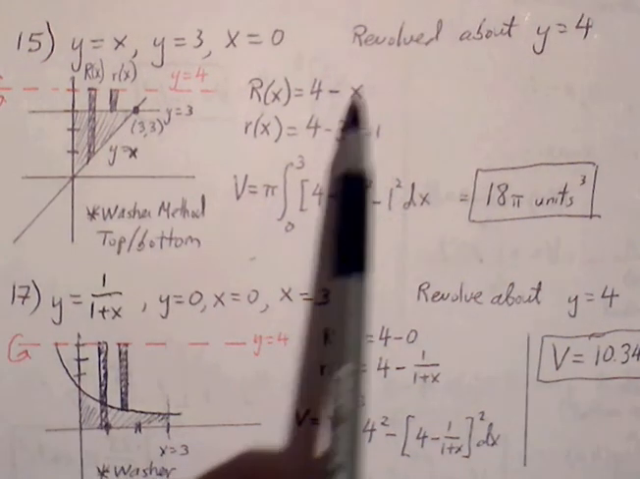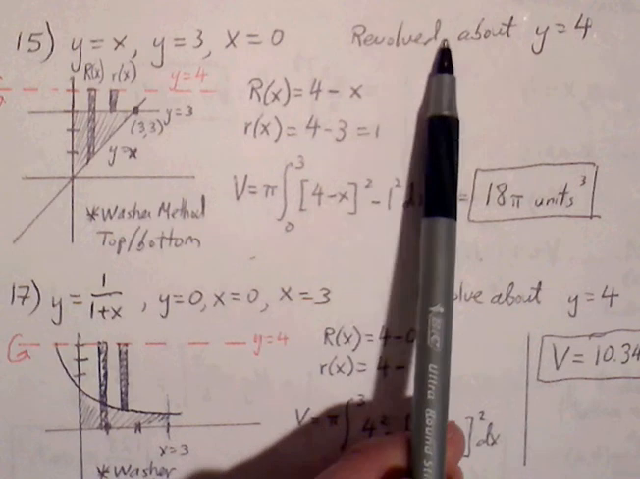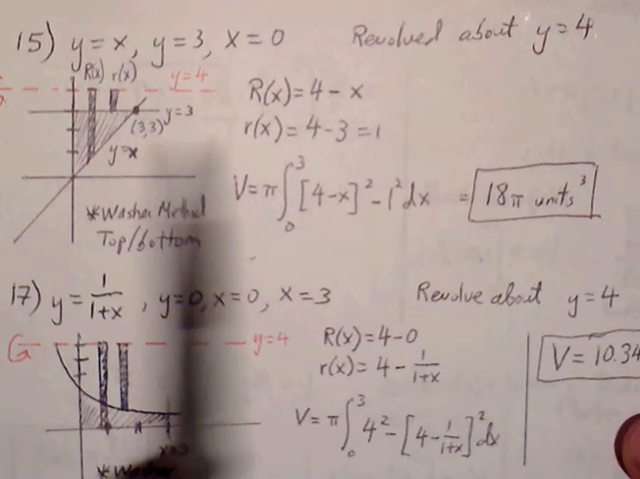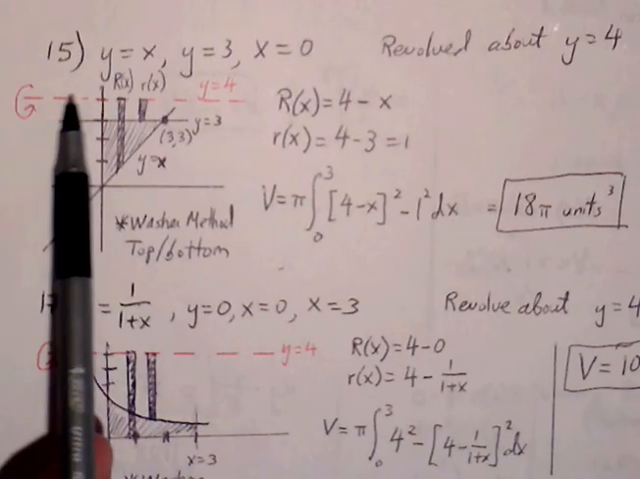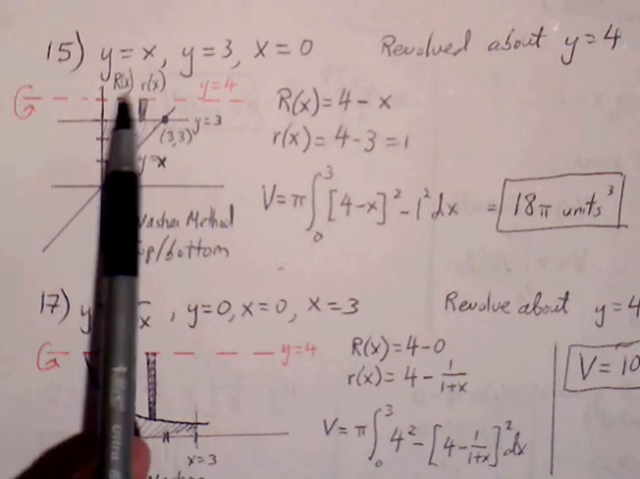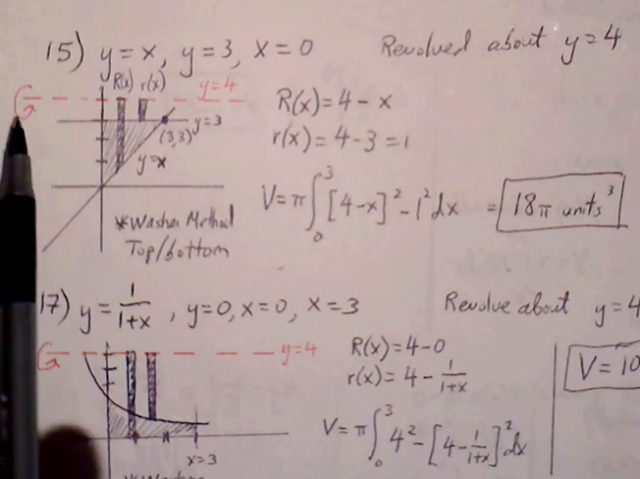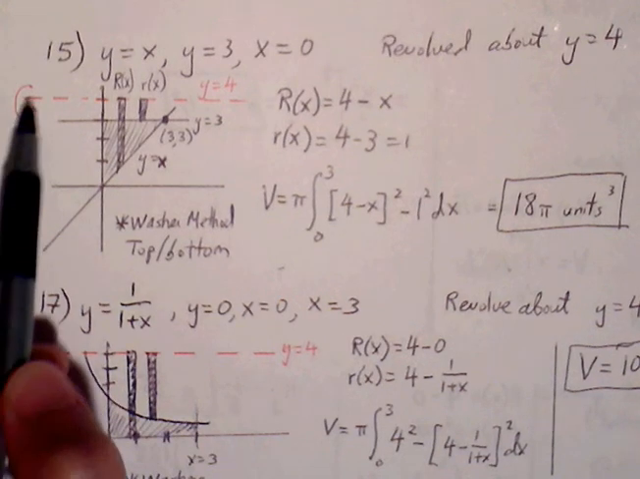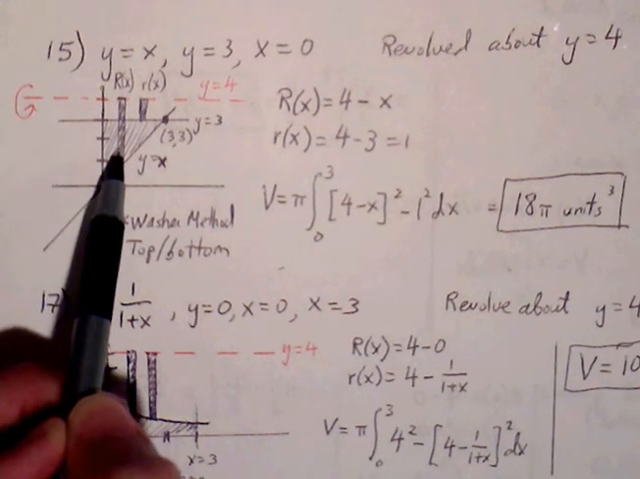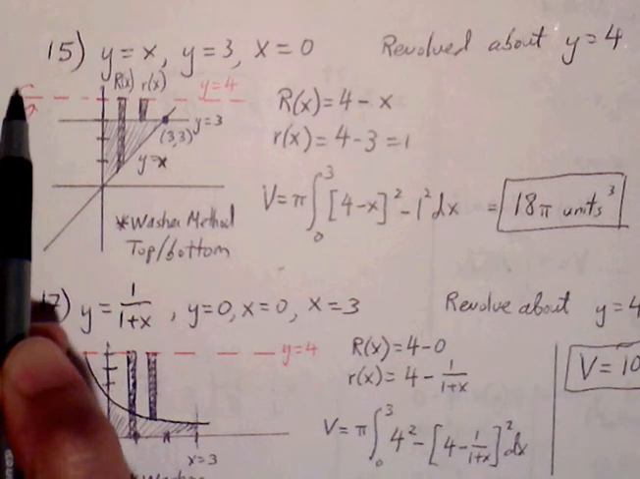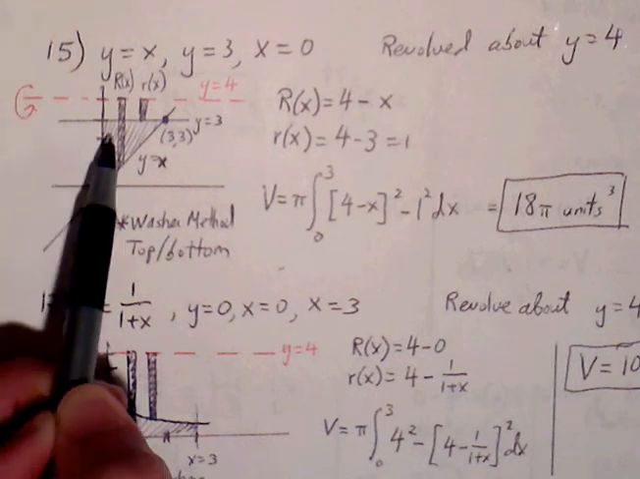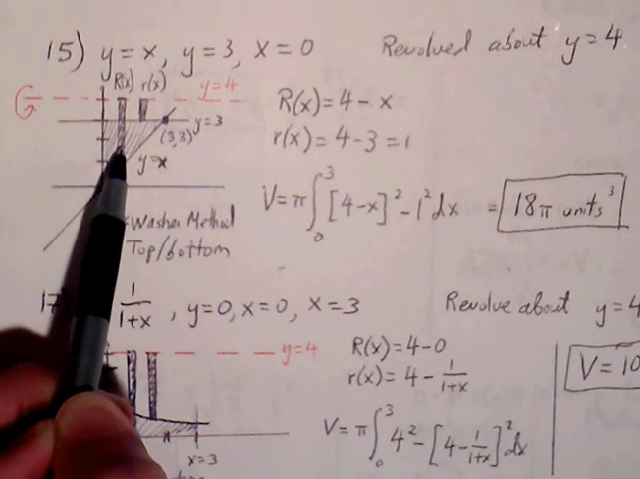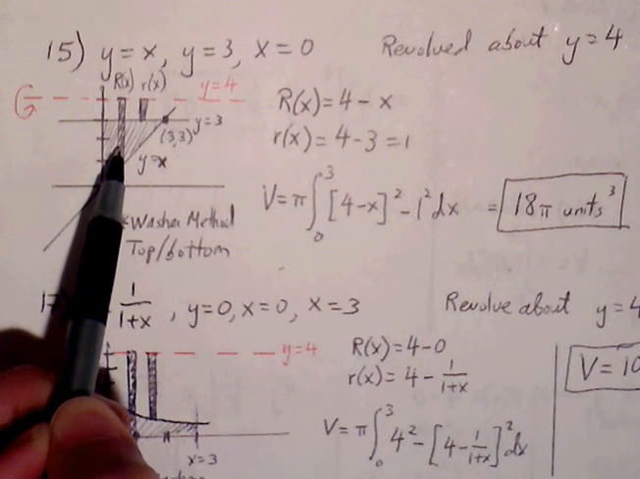Now we're going to revolve this shaded region about the line y equals 4. So here's y equals 4. This is the center of the object that we're going to be creating. If we're revolving this shaded region about this axis, we have to determine: are we going to be using disk method or washer method?